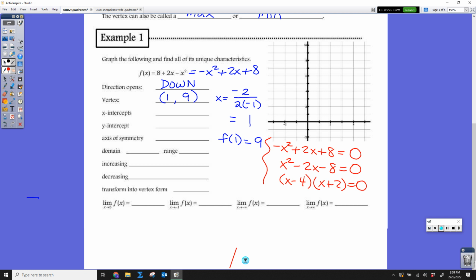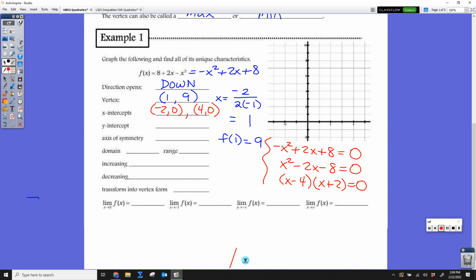Obviously, we can set both those equal to 0. We figure out that our two x-intercepts are what? Negative 2, 0, and 4, 0. How are we doing so far? Okay. Like I said, we're going to grab everything here at once. A lot of things have been thrown at you. So we have all that stuff taken care of.